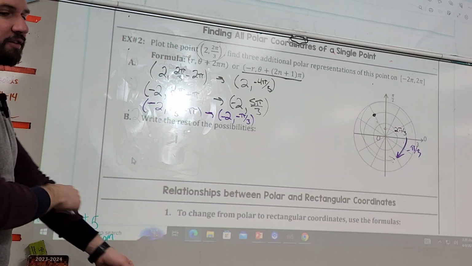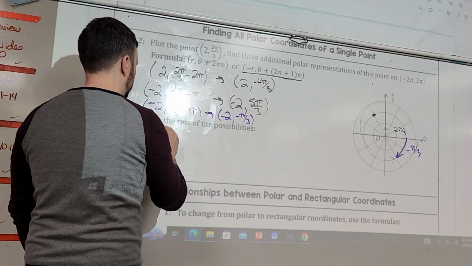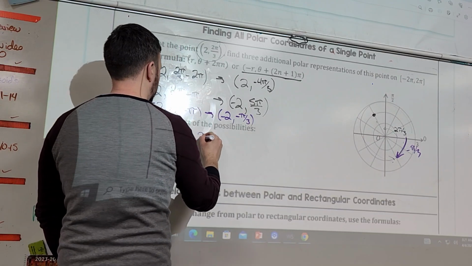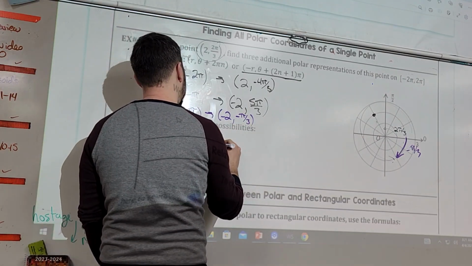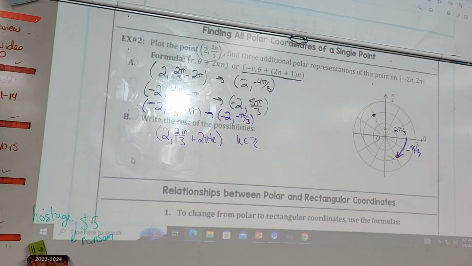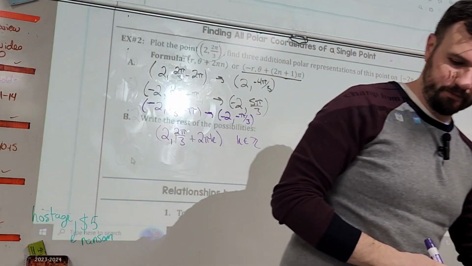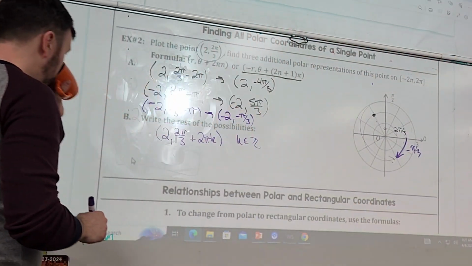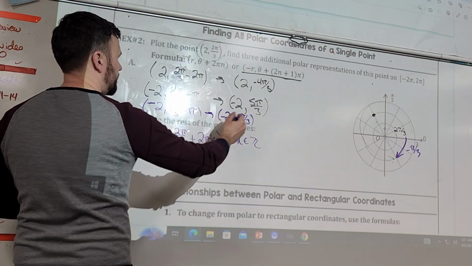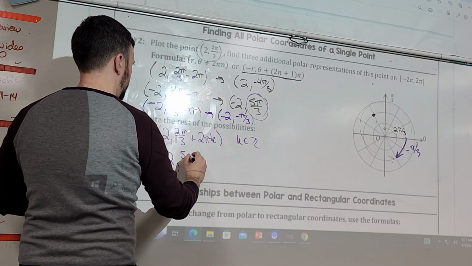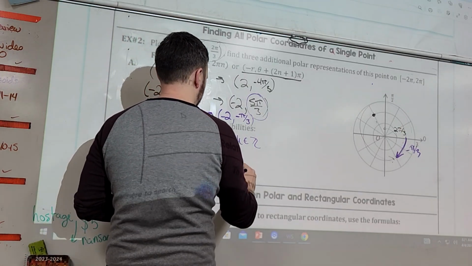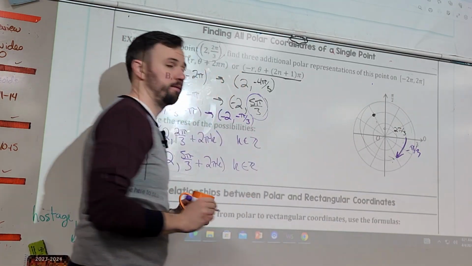So if I were to write this as a formula, it would be (2, 2 pi over 3 plus 2 pi k), where k exists as an integer. It's just my period, right? And (-2, take my first one, right? 5 pi over 3 plus 2 pi k), where k exists as an integer.